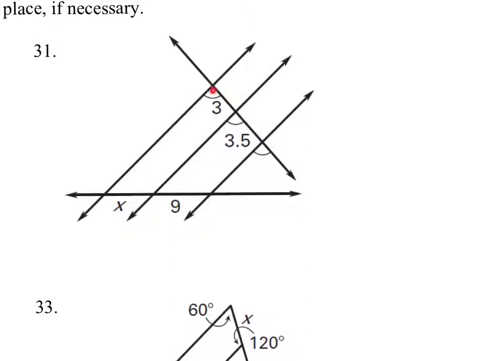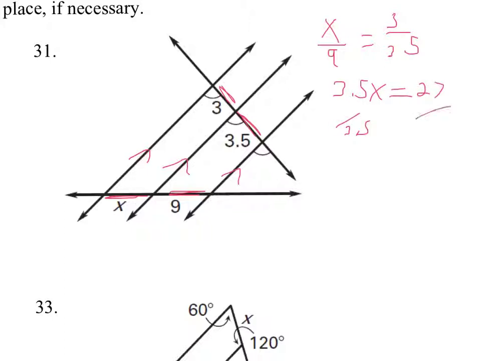Here's another one, same idea. Because these 3 angles are all congruent, by corresponding angles converse theorem, that means these are all parallel. So this is the same situation. The x, the 9, the 3, the 3.5 are all going to form a proportion. I'm going to do x over 9 equals 3 over 3.5. So then I'll have 3.5x equals 27. We'll divide both sides by 3.5, so 27 divided by 3.5.